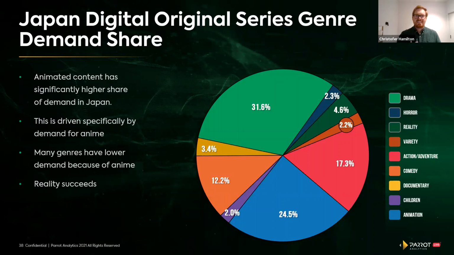Now, I think that raises the question: if animated content is so successful in Japan, what content has suffered because of this? And what types of content have succeeded despite the overwhelming demand for animation? So if we look at the share of demand for different genres in Japan, we see drama, children's, comedy, and even horror have a much lower share of demand in this market than they do globally. And that's really because animation is eating into those demand shares.